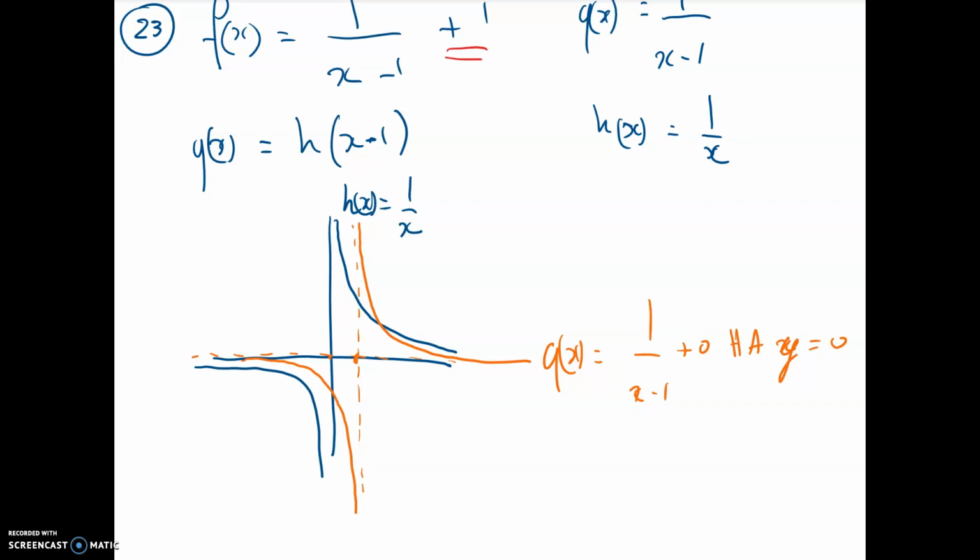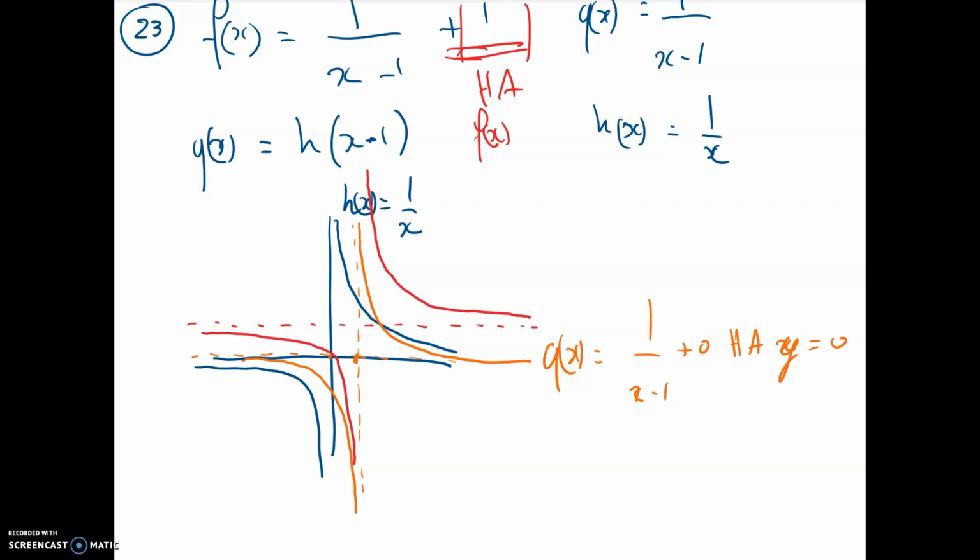Now my horizontal asymptote is at y equals 1, right? This is going to be a horizontal asymptote for my function f of x. Therefore, I have my horizontal asymptote, which is going to be right here, and the red one is going to be the function f of x, which is 1 over x minus 1 plus 1.